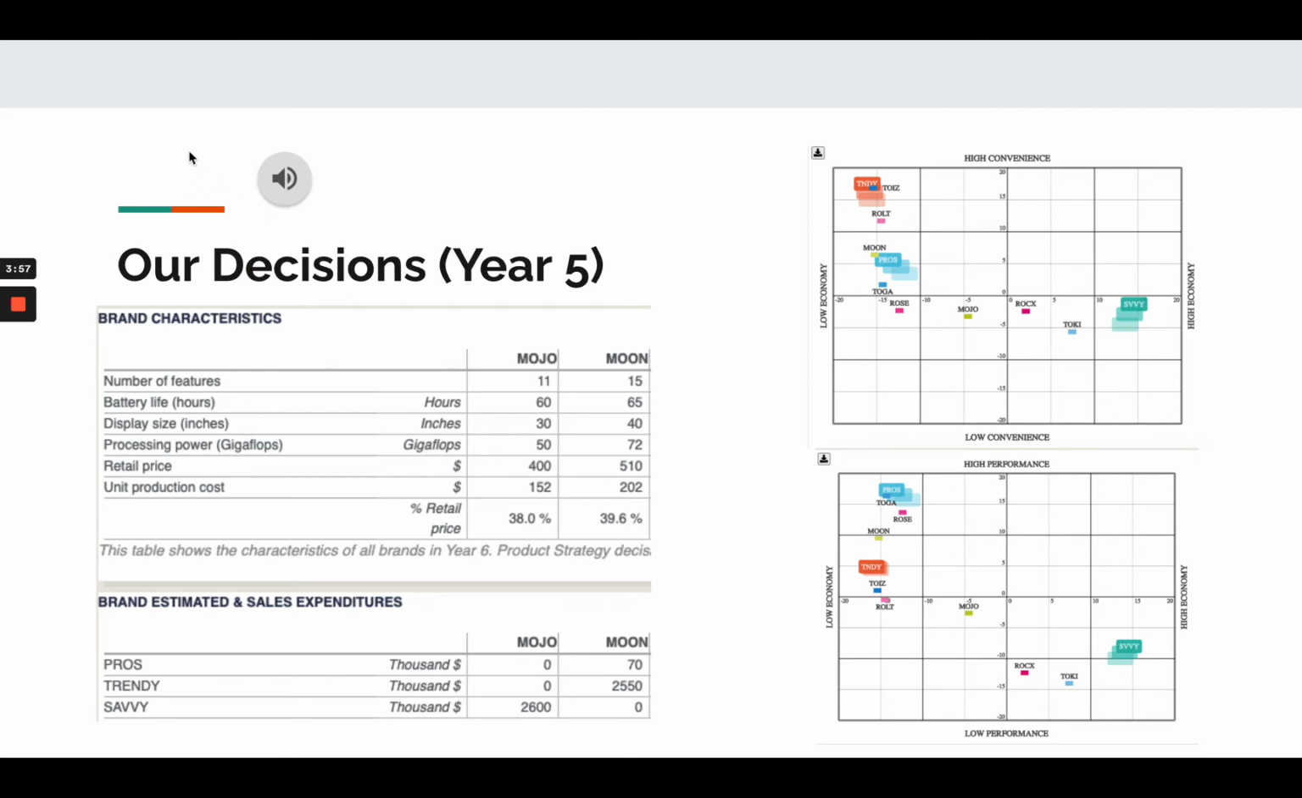Finally, in year 5, we noticed that Mojo got further away from the market segment of savvy, and the convenience was just right, but the performance needed to be decreased. In order to do this, the number of features was decreased, but the battery life was increased, the display size was increased, and the processing power was increased. The economy level was extremely low, so the retail price of Mojo was increased as well.